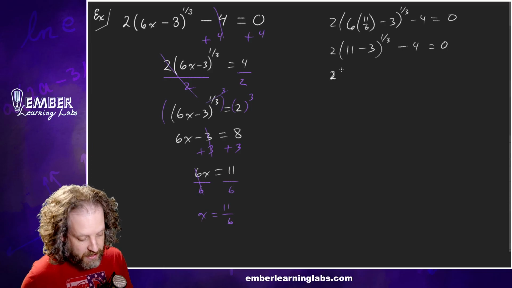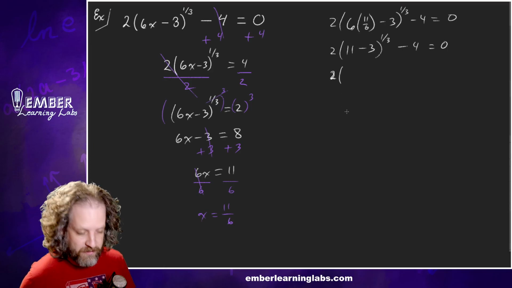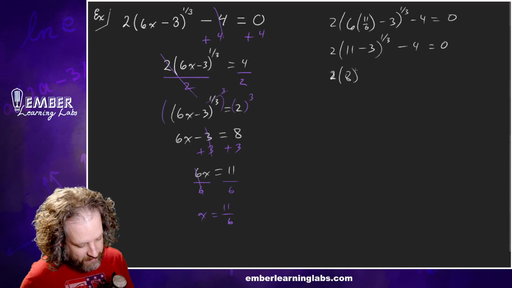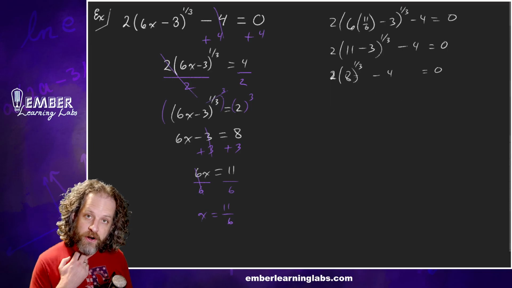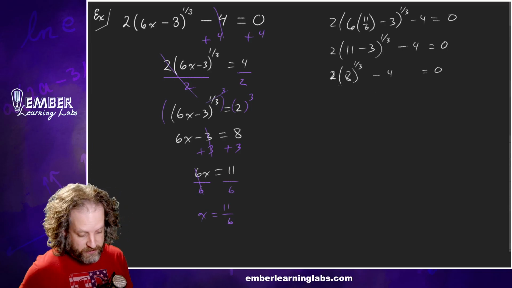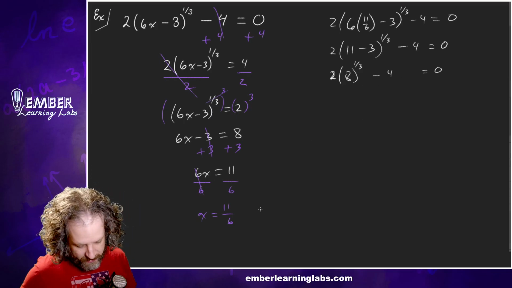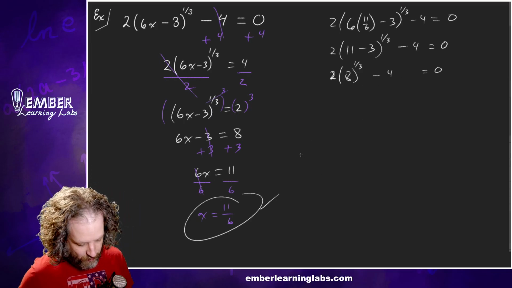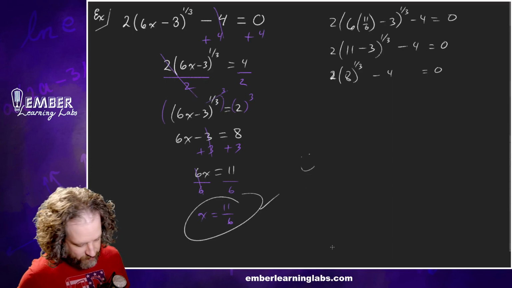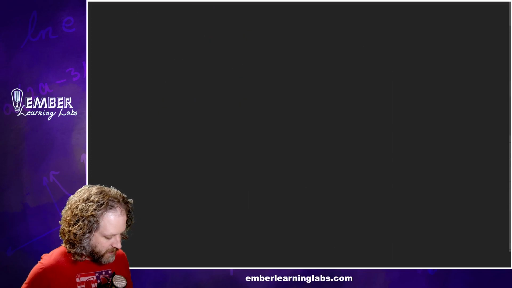No, just kidding. It's a good thing it's not 9. Then this wouldn't work. 8 to the 1/3 minus 4 equals 0. 8 to the 1/3 is the same as the cube root of 8, which is 2. So 2 times 2 minus 4 is going to equal 0. It's going to check. It works. Yay. Great. Let's do another one.